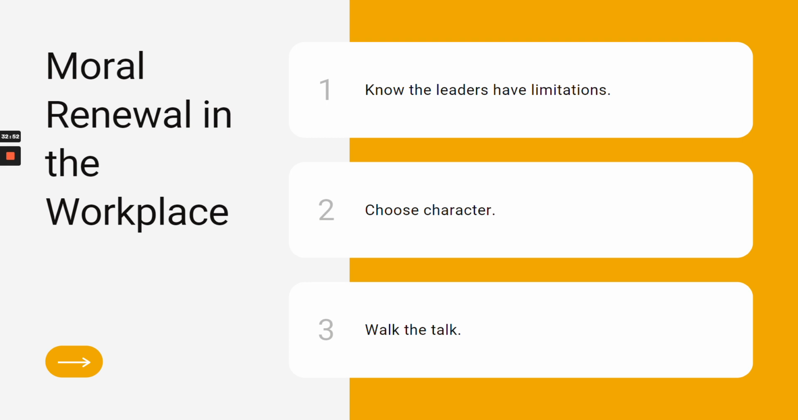So most of the employers look at the character of the employee, right? It depends how you handle things. So you have to do that. And third, walk the talk. So you have to have integrity. It's the integrity in the workplace.